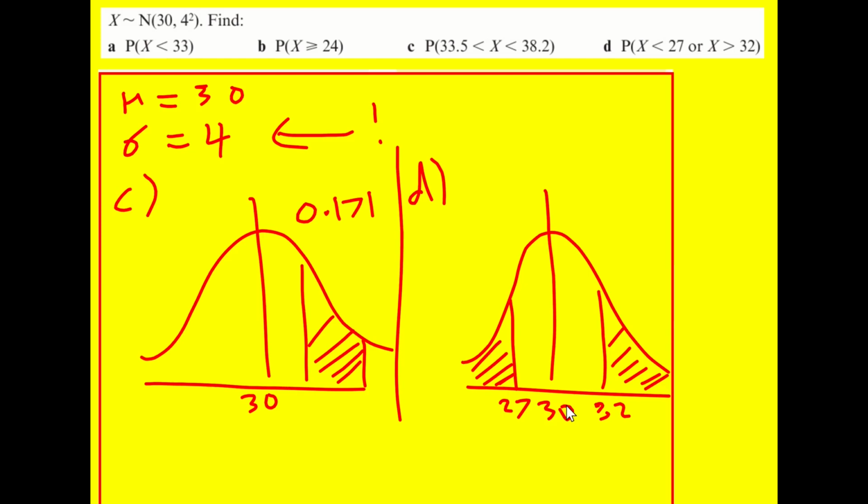There are a few approaches, and you could decide which you want to do. Hopefully you've had a go at this, but you could find a probability that x is less than 27. The probability that x is greater than 32, which means you have to do 1 minus the probability that x is less than 32, and then add those together. Or we could do 1 minus the probability that x is between 27 and 32. And I'd argue that this is the quicker one.